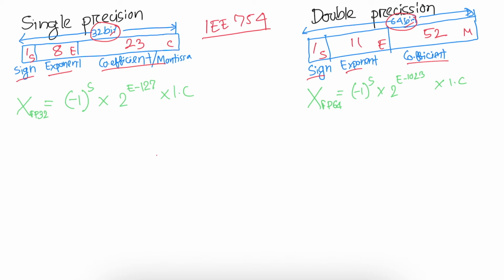And here is the expression representing a floating point number: x for the 32-bit floating point number, and x for the 64-bit. The equation is the same: (-1) to the power s, times 2 to the power (exponent minus 127), times (1 plus c), where c is the coefficient or mantissa. The only difference is that for single precision this bias number is 127, and for double precision this number is 1023.